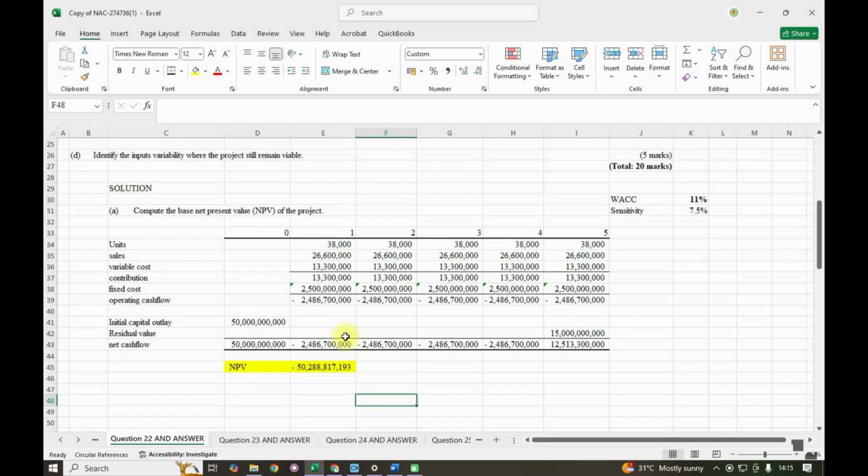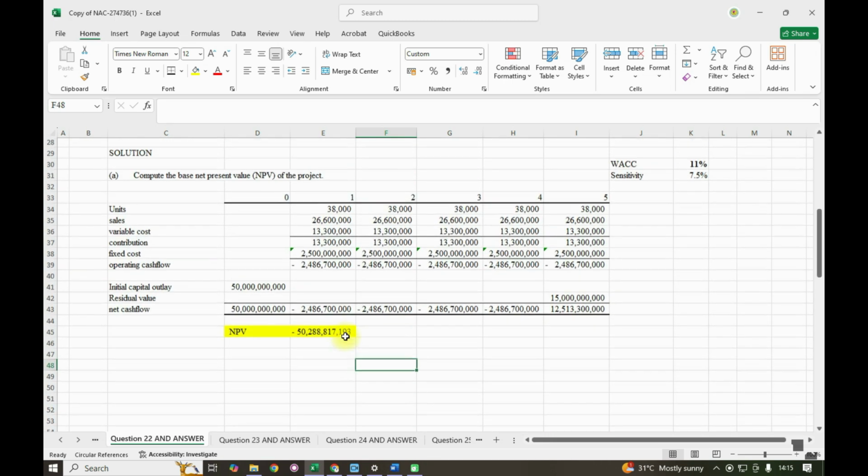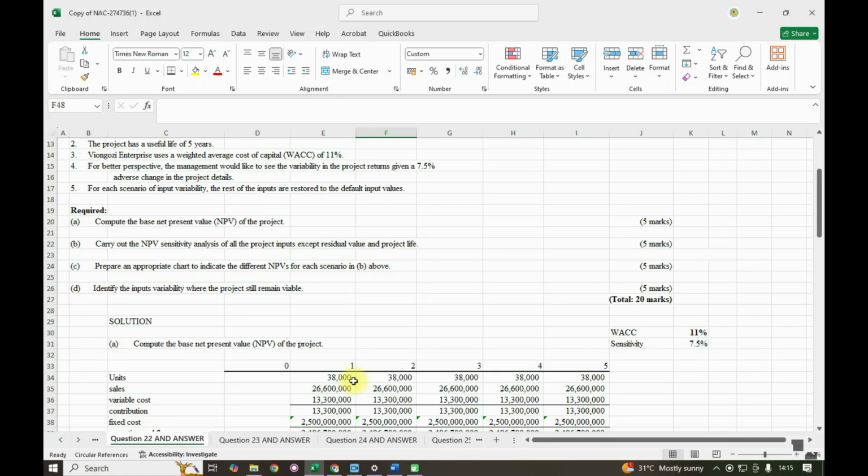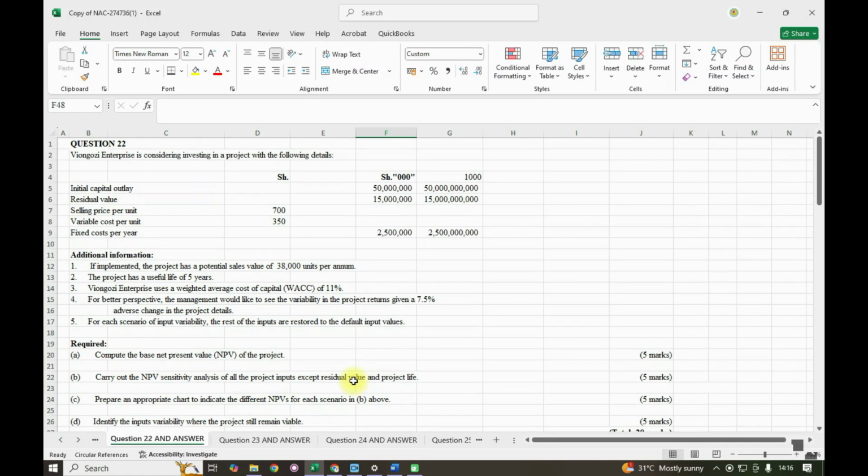Then you'll find that the project was making a loss. It was having a negative NPV. The project was having a negative NPV of negative 50 billion 288, and so on. So that was for the first part of the question.